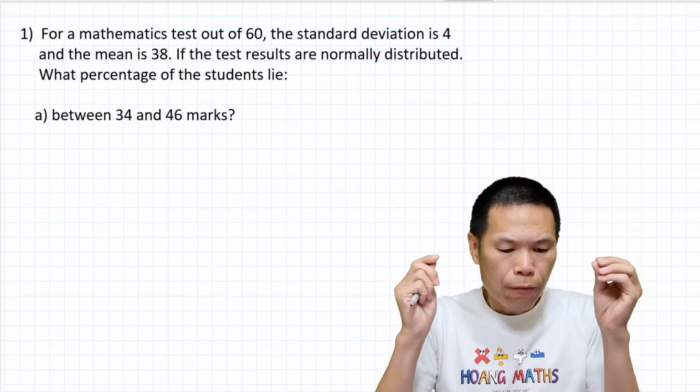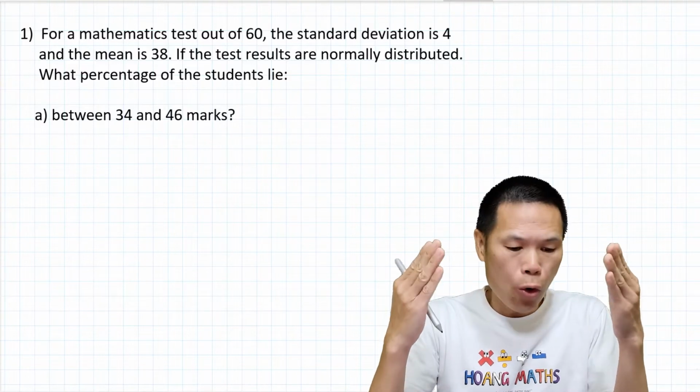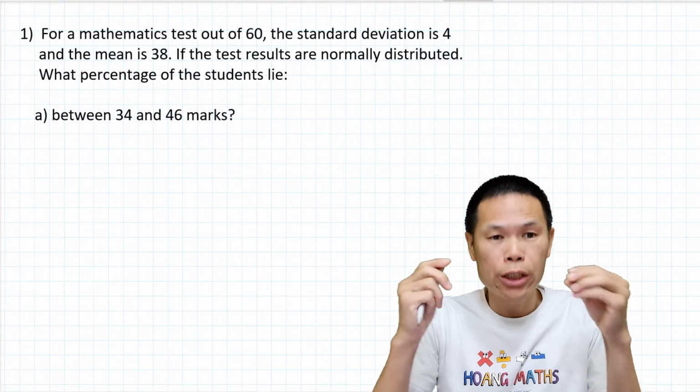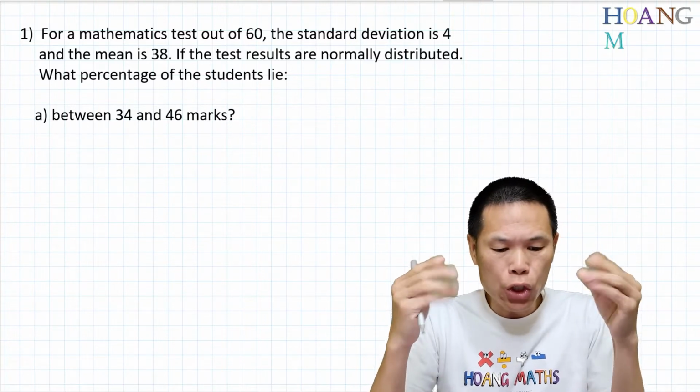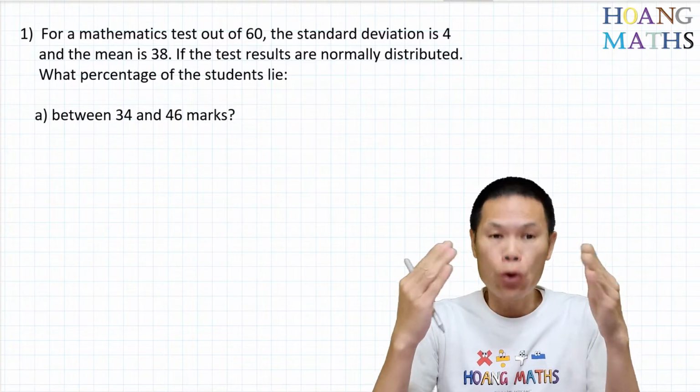First one, for a mathematics test out of 60, the standard deviation is 4 and the mean is 38. If the test results are normally distributed, what percentage of the students lies, part A, between 34 and 46 marks?